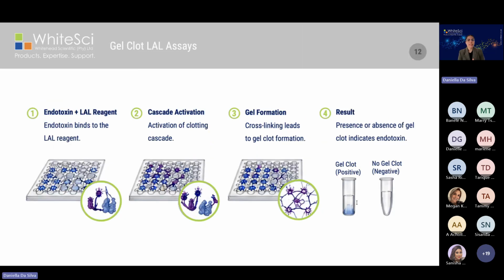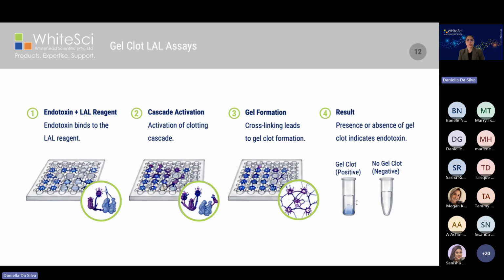So let's start with the simplest and most established LAL methodology. This is the gel clot assay. The principle is relatively straightforward. You have a sample that is mixed with the LAL reagent, and it is then incubated under controlled conditions. If endotoxin is present within the sample, or above a specific sensitivity, the activation of the coagulation cascade results in the formation of a stable gel clot.